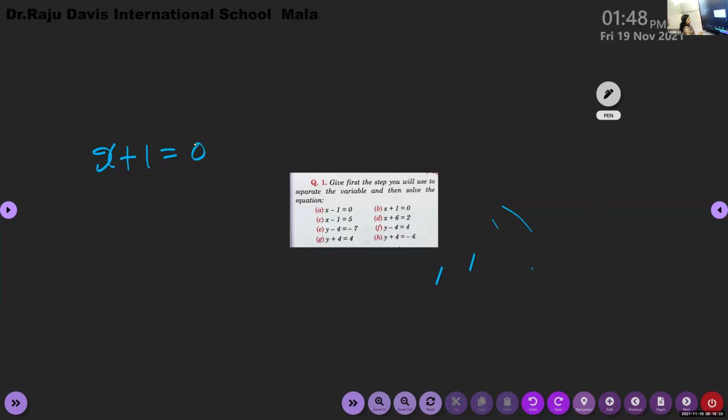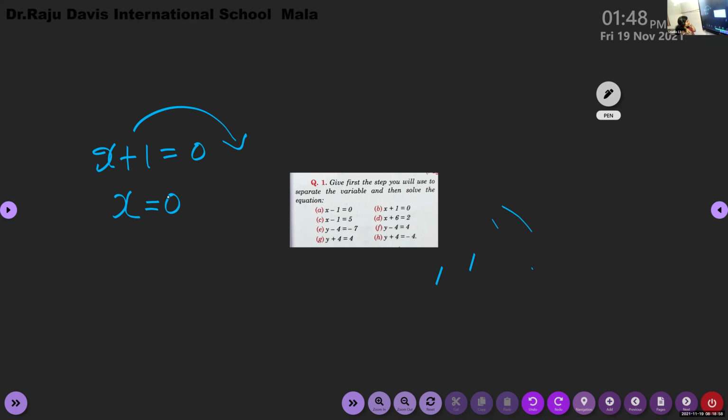Yes, Nivedita, can you tell me the answer? How are you going to proceed with this? We shift positive one to the right side, and then x equals 0 plus 1, so x equals positive 1 is the answer. Go through it once more.